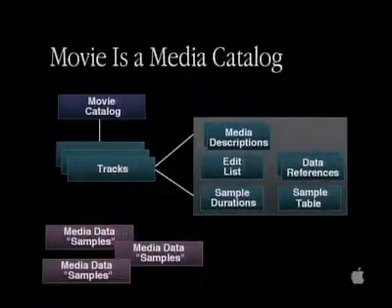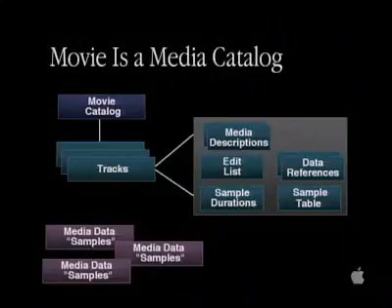So a QuickTime movie is actually a catalog of media resources. It contains a list of tracks which tell us what the media is, where the media can be located, and when to play the media. You'll notice that a QuickTime movie is not a QuickTime movie file. The media data references, the media data samples, do not necessarily need to live in the same media storage unit as the actual QuickTime movie.